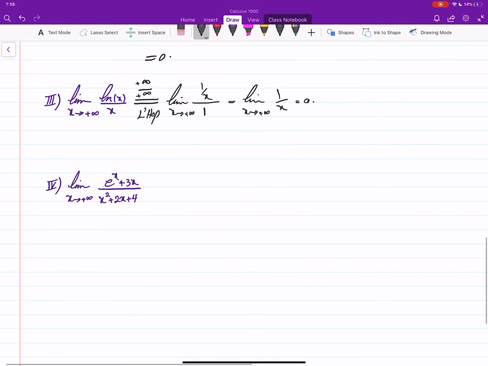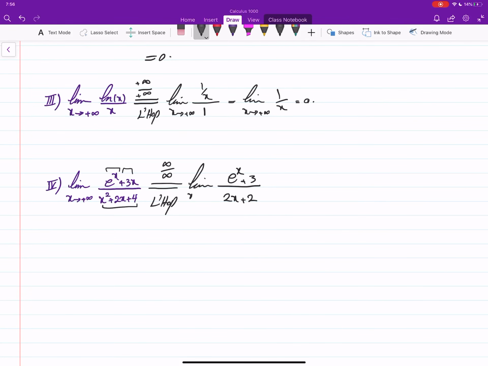Well, how about this one? Okay, e to the power x plus 3x. This is plus infinity, and this is a polynomial, so it will be again plus infinity over plus infinity. Then for the limit of this, I can use L'Hopital again. Well, for the first time for this example, this will be e to the power x plus 3. In the denominator, you get 2x plus 2 as x approaches plus infinity.